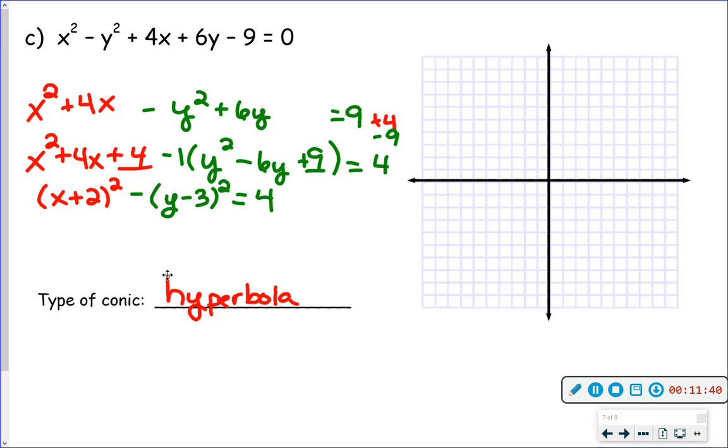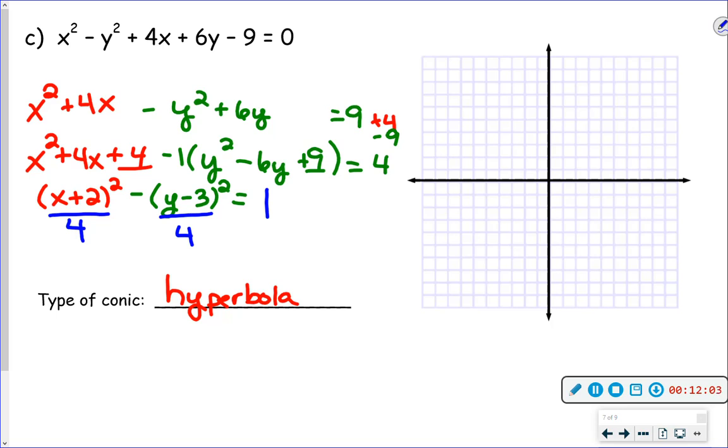No. It has to be set equal to 1. So I'm going to divide everything by 4. Now, I'm kind of running out of room to rewrite that, so, instead of 4 over 4, I'm just going to swap that out to the 1. And let's mark it. Okay, easy question. What's the center? Negative 2, 3. Good on the order, good on the signs.